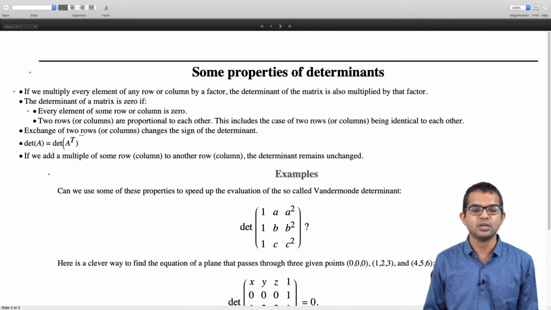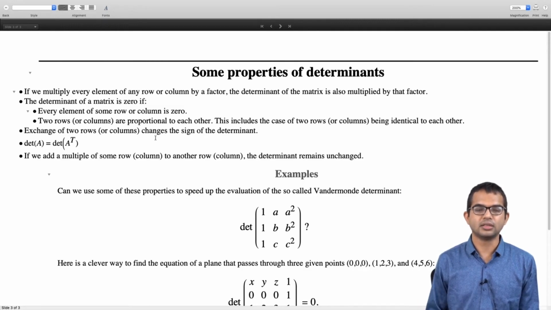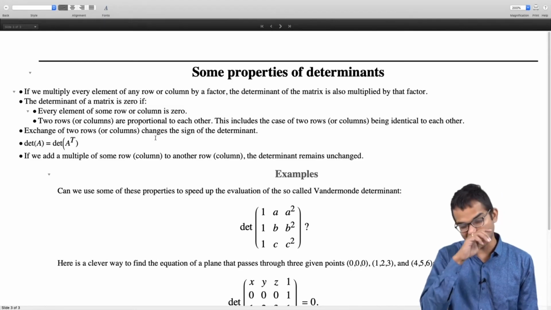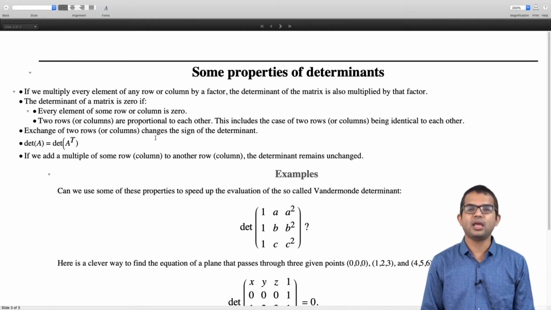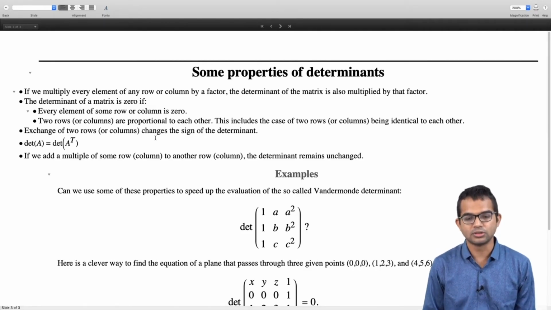So if you exchange two rows, it changes the sign of the determinant. If you exchange two rows, or two columns, then the determinant of the resulting matrix is going to acquire a minus sign, right? If you do it multiple times, then it's going to give you minus 1 to the power of so many times, if you have done this exchange operation. So the determinant of A is the same as the determinant of A transpose, right? If we add a multiple of some row or some column to another row or column respectively, the determinant remains unchanged, right?